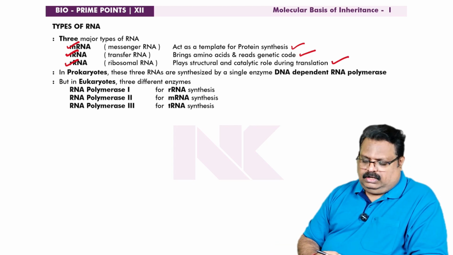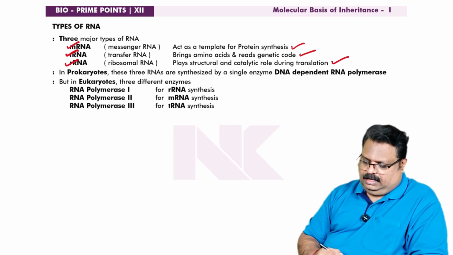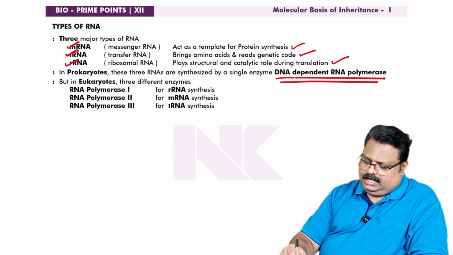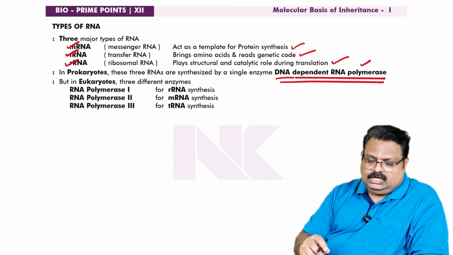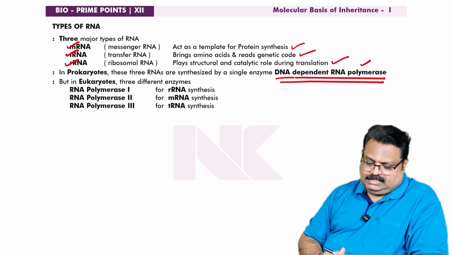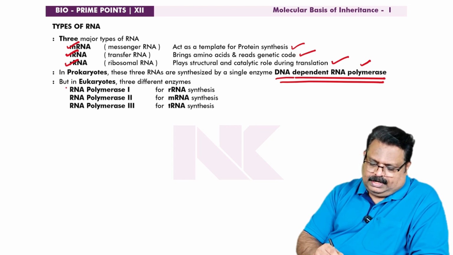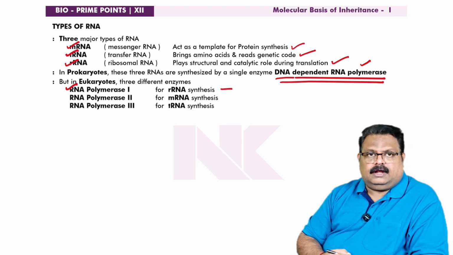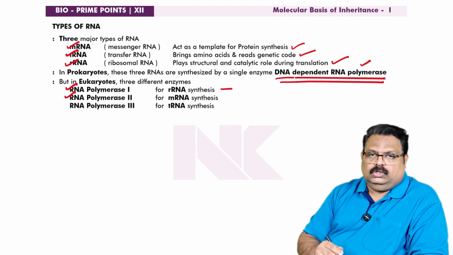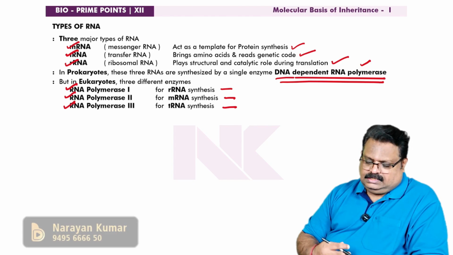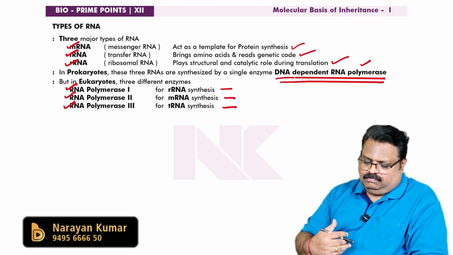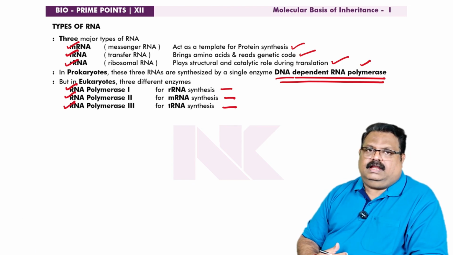In prokaryotic organisms, the three types of RNA, that means mRNA, tRNA and rRNA, are synthesized by a single enzyme called DNA-dependent RNA polymerase. But in eukaryotes, for each RNA, a specific RNA polymerase enzyme is there. RNA polymerase 1 is for the synthesis of rRNA, RNA polymerase 2 is for the synthesis of mRNA, and RNA polymerase 3 is used for the synthesis of tRNA. Okay, these are the three different types of RNA polymerases working for the three different types of RNA synthesis.